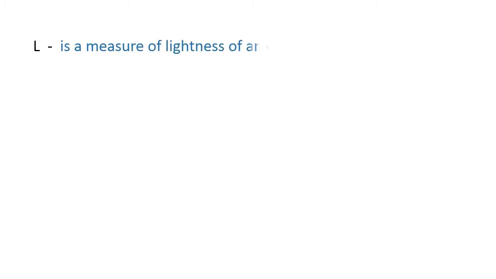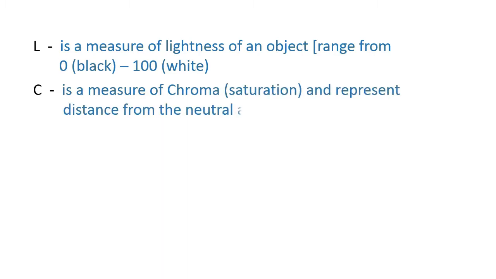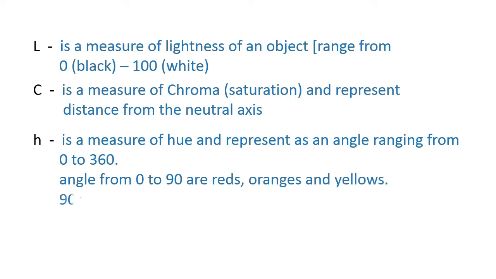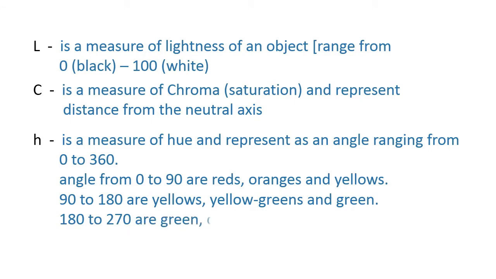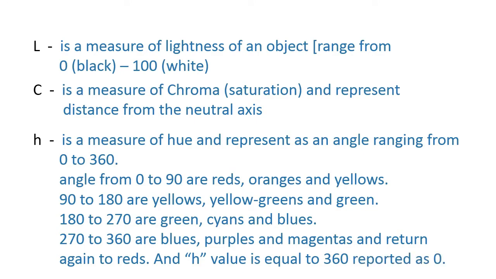L is a measure of lightness of an object, ranging from 0 to 100. C is a measure of chroma, saturation, and represents distance from the neutral axis. H is a measure of hue and is represented as an angle ranging from 0 to 360. Angles from 0 to 90 are reds, oranges and yellows. 90 to 180 are yellows, yellow-greens and greens. 180 to 270 are greens, cyans and blues. 270 to 360 are blues, purples and magentas, and return again to reds. An H value equal to 360 is reported as 0.